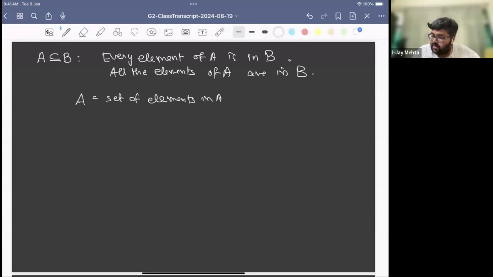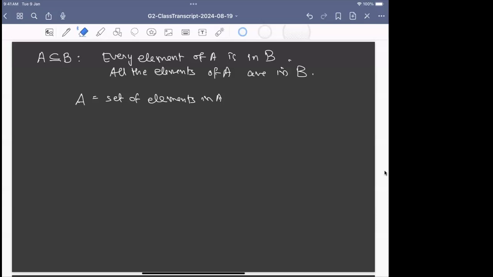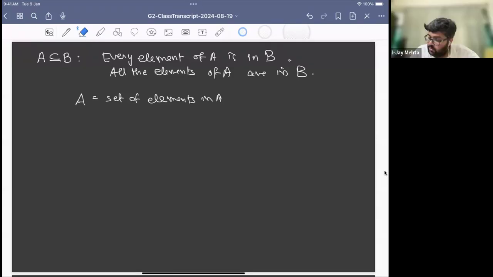Set of all elements in A. And what is the quantifier? Are we speaking about all elements or some elements? So all the elements. So what is the quantifier? For all. Yes, the universal quantifier, right? And what is the property?